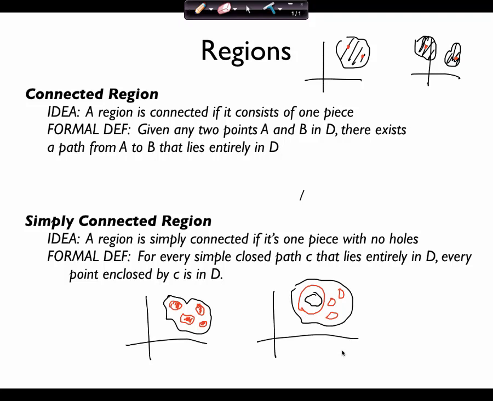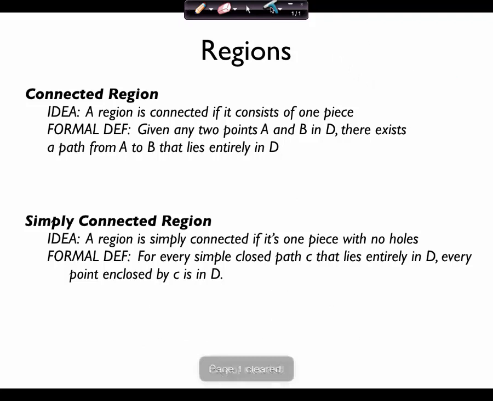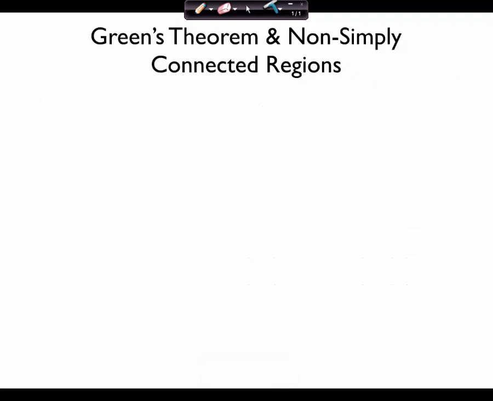A connected region that's non-simply connected has at least one hole in it. Okay, so let's talk about doing integrals in Green's theorem and non-simply connected regions. So is this connected? Is it simply connected? No, right? It's connected, it's all one piece, but it's got a hole. So how would we do the circulation integral around this?